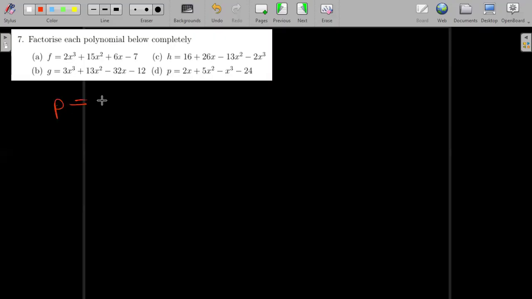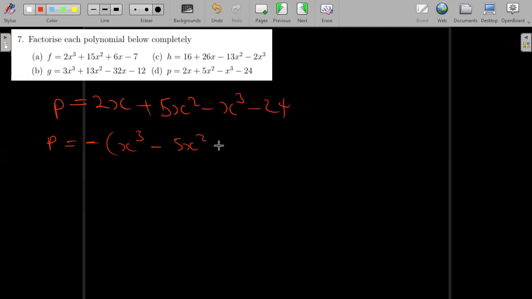So you have P being equal to 2x plus 5x squared minus x cubed minus 24. Just get the negative signs there. So really you can arrange this in a very nice way. Let me say I factor out a negative here. Let's say I write it as x cubed, and this is written as -5x squared, then -2x, then plus 24 there. So I write it in that way.